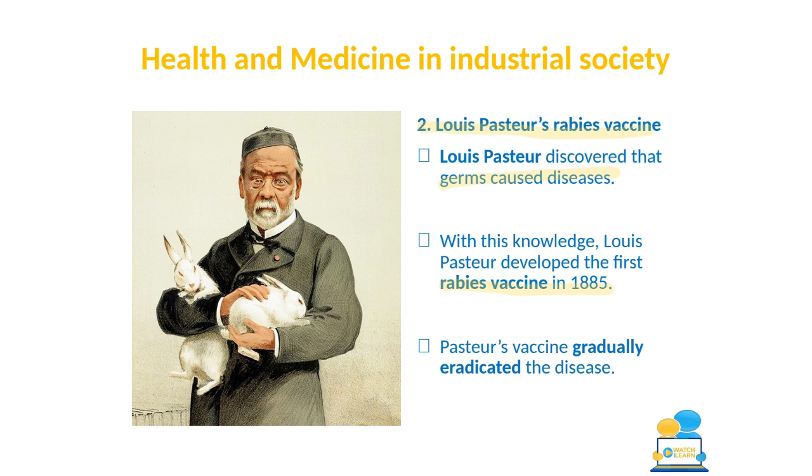Basically, he did a lot of testing on rabbits. That's why I have an image here of him holding rabbits. Now you might think that's a bit unfortunate or a bit mean, testing on cute rabbits, but that's just the way it was. Pasteur's rabies vaccine was, I suppose, revolutionary, and it did gradually eradicate the disease. So it was very, very important for eradicating rabies.